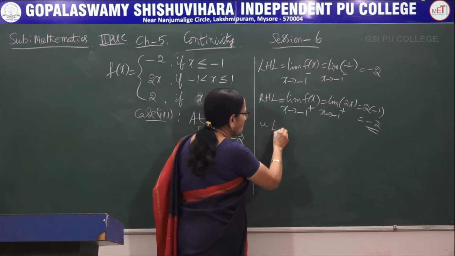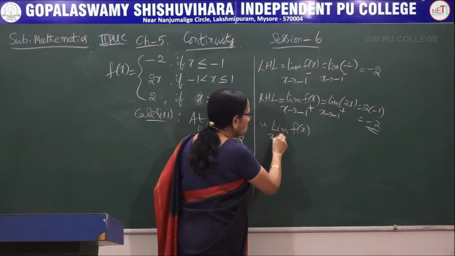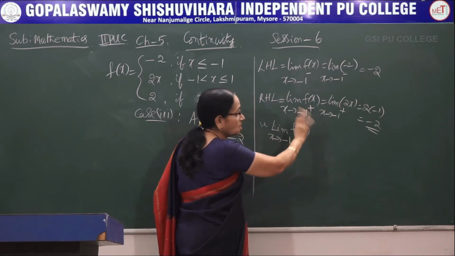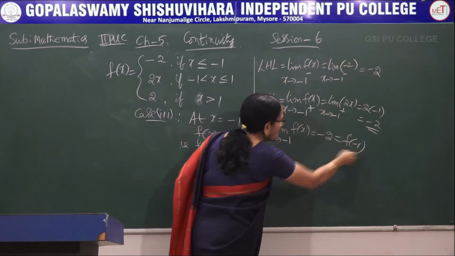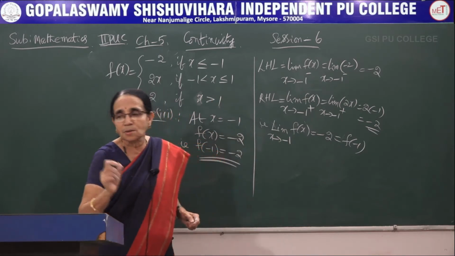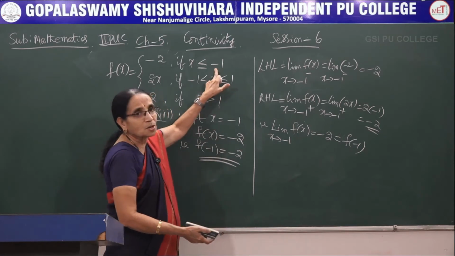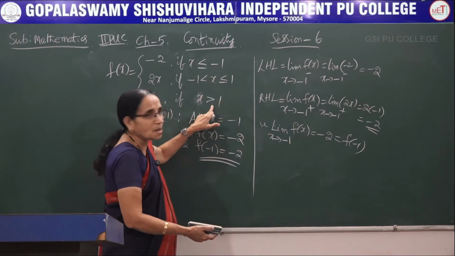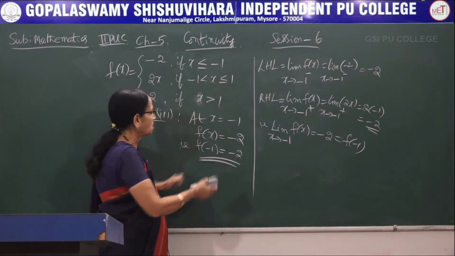That is, you write the limit of f of x as x tends to minus 1, don't write plus or minus, is minus 2. That is also equal to the value of the function. Therefore, at x equal to minus 1, the function is continuous. So, less than minus 1, it was continuous. Greater than 1, it was continuous. At x equal to minus 1, it is continuous.